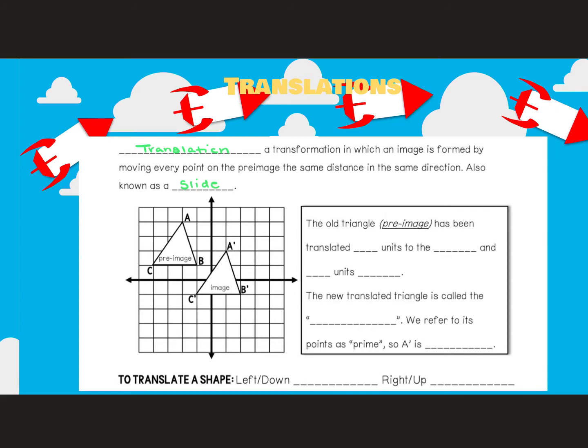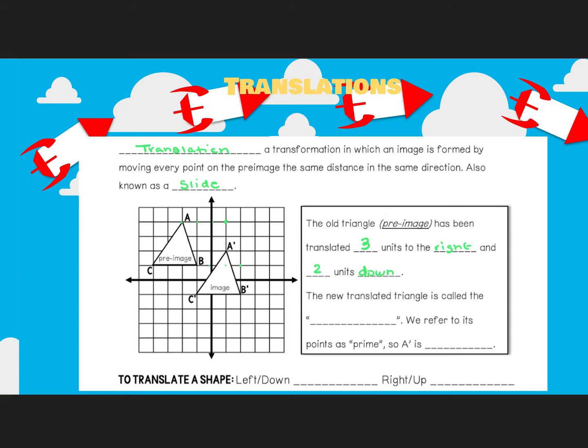All right, the old triangle, that was what we call the pre-image. So that original image, that's what we call the pre-image. In this picture, looking at this example, it has been translated 3 units to the right. If we look at point A, 1, 2, 3, we can see there. Point B, same thing, 1, 2, 3. And then point C, we can see it also has been translated 3 units to the right and 2 units down.